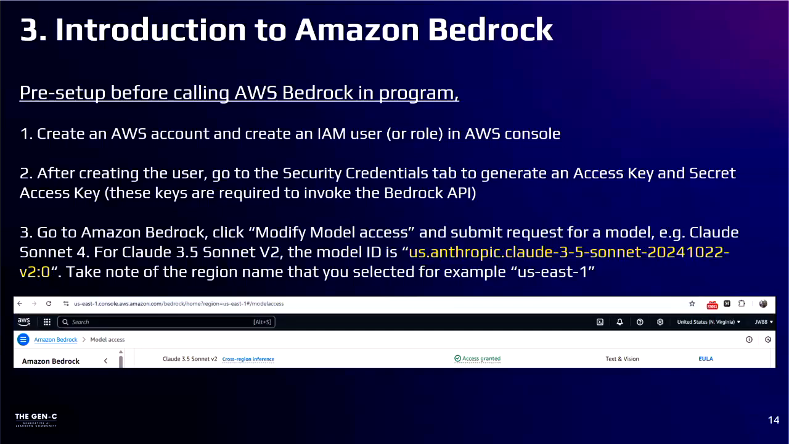And then you need to go to the Amazon Bedrock service in the console to modify the model access because you need to submit the request for the model, for example, Claude Sonnet. Right, then you need to take note of the model ID and the region name because you will need to include these details in your program code. And you may need to use the cross-region profile ID to ensure your request is routed correctly. You can find the cross-region profile ID at the Amazon Bedrock service page, at the cross-region inference webpage.